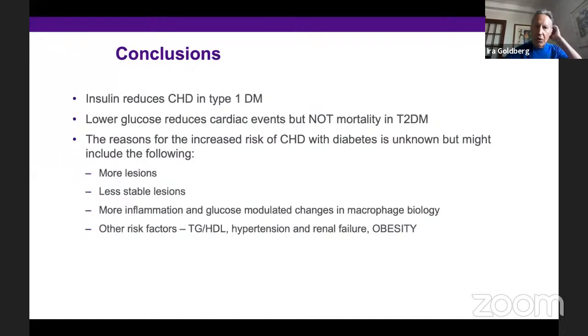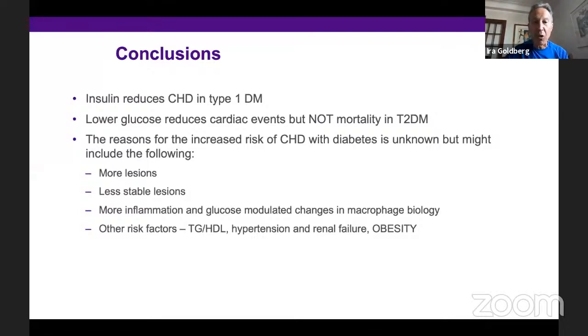Okay, so insulin reduces cardiovascular disease in type 1 diabetes. Lower glucose reduces risk, but not mortality in most of the studies in type 2. We'll talk about the new drugs in a minute. The reasons for increased heart disease in diabetes are really unknown.